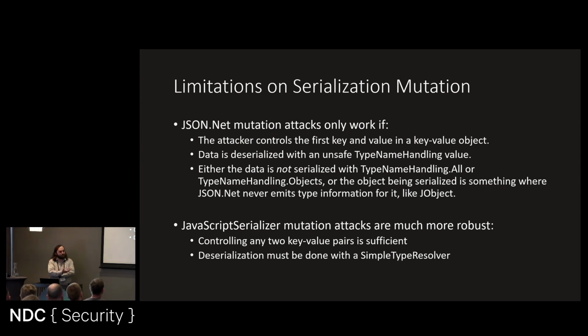But some serializers, this is really easy. Like I was showing you, LiteDB is very easy to exploit. So is JavaScriptSerializer. If you're using JavaScriptSerializer with a simple type resolver, it's really easy to exploit. You just need to be able to control 1 key value pair in a dictionary somewhere, and that's good enough. It'll actually put that key value pair first when you serialize it, so it will conveniently always get RCE.